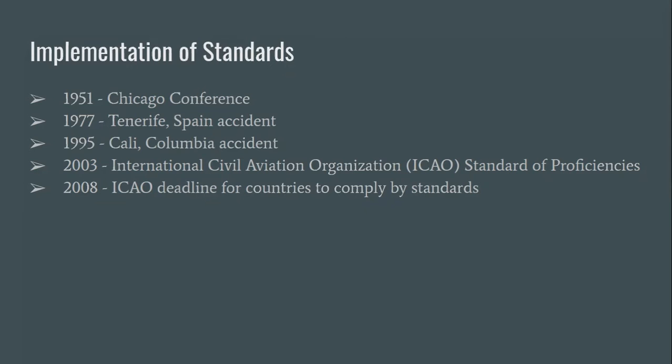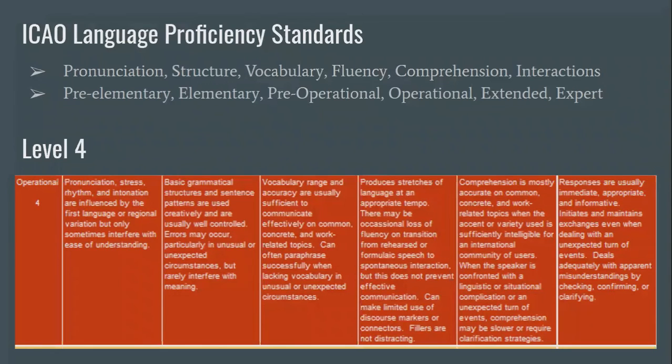They gave the member states until 2008 to comply with the standards, and the countries were left on their own to develop their own training practices and testing procedures. The ICAO language proficiency standards are based on pronunciation, structure, vocabulary, fluency, comprehension, and interactions, and pilots are rated at different levels starting at pre-elementary, elementary, pre-operational, operational, extended, and expert.